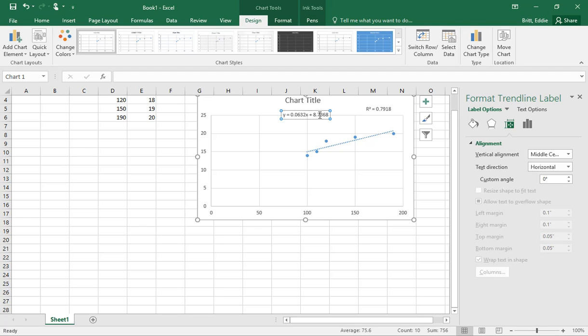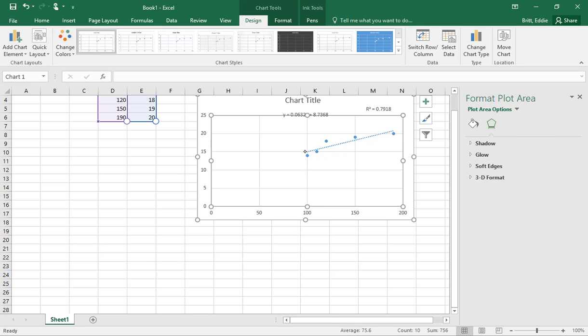So what is this value right here again? It's the y-intercept. Well, I don't see a y-intercept. Well, if I extended this line, that's going to touch right there at 8.7368.